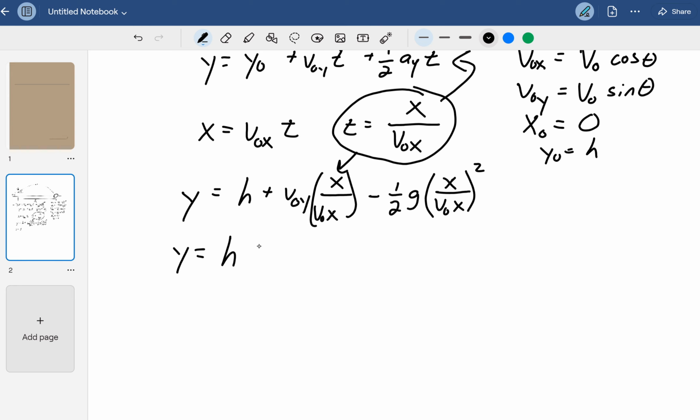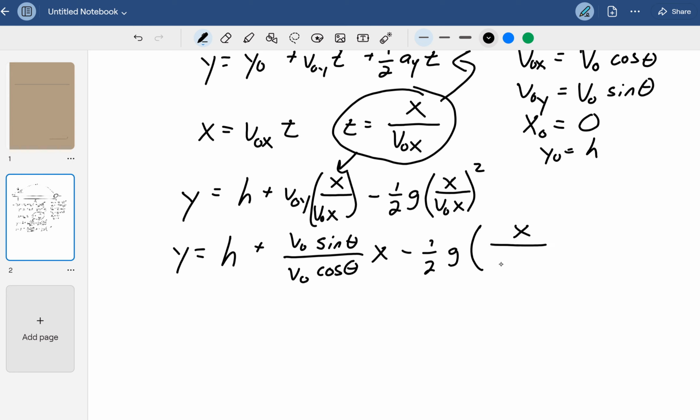The h is just going to come along for the ride. And then v0y, we said, is just v0 times the sine of angle theta. And then v0x is just v0 times the cosine of angle theta. And then we just have a regular x over here. All right, and similarly over on that last term, minus 1/2 g times x over v0x, which is just v0 times cosine of theta, and then all of that squared here.